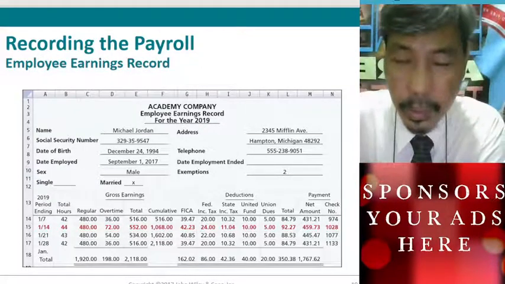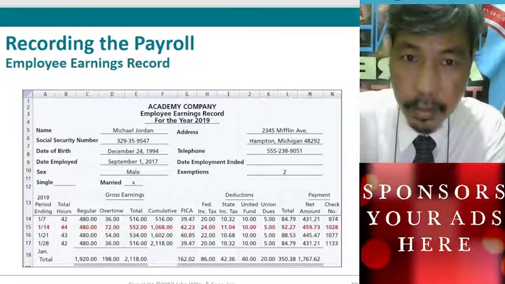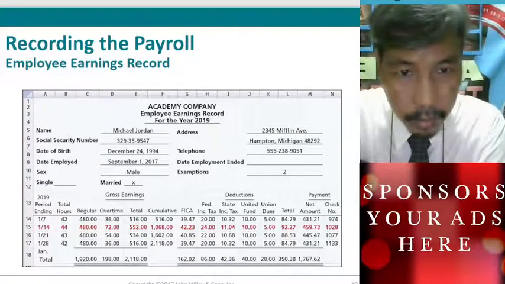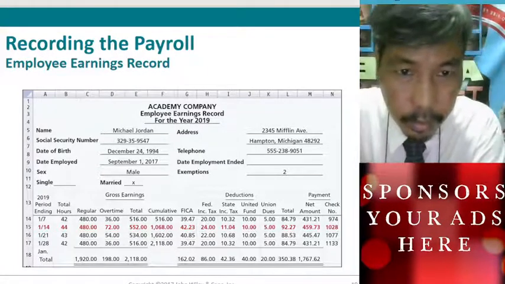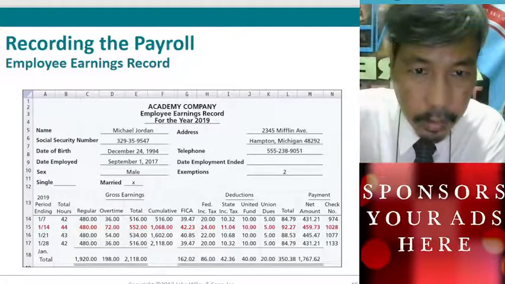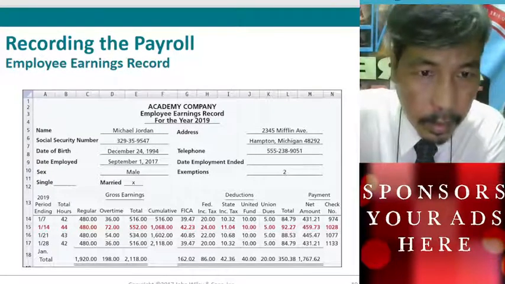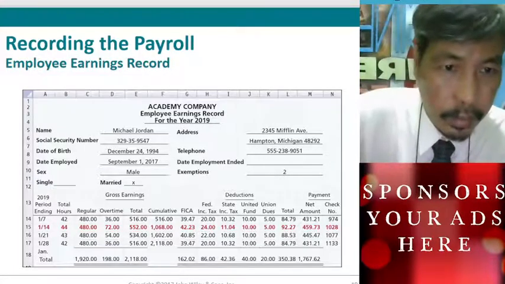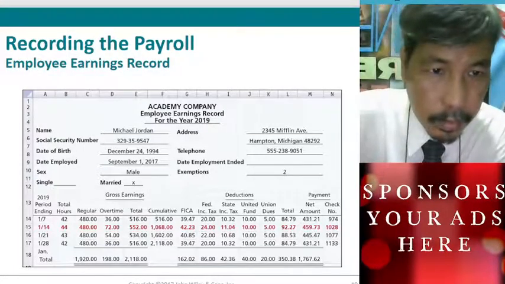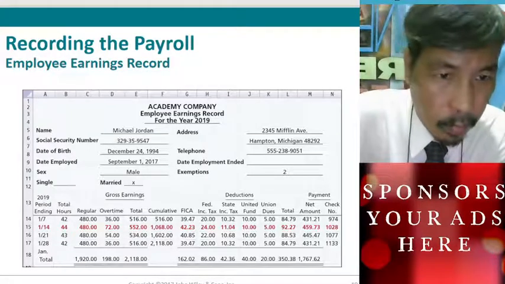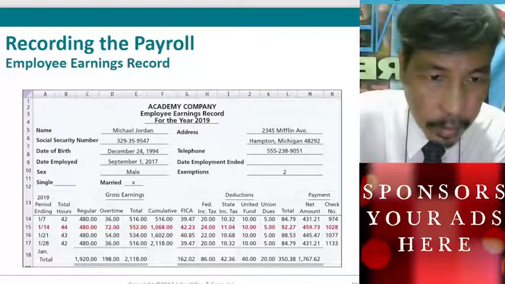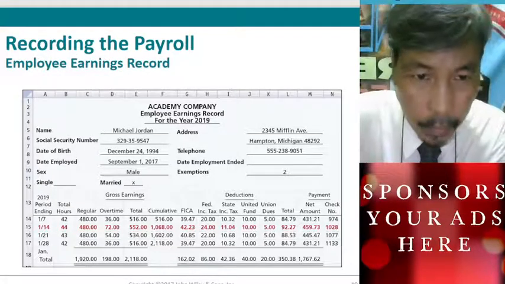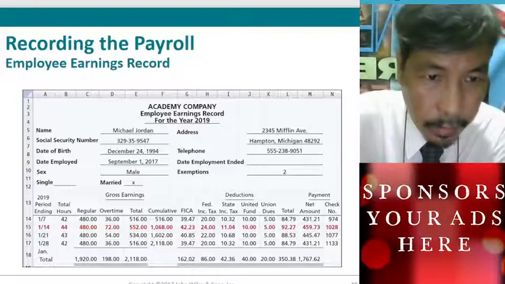So this is a payroll payslip. So gross earnings and then deductions. So cumulative gross earnings will be total and then deductions will be total: federal, state, United, and others. Then the amount. So you have what? The total for 1 month is 1,767.